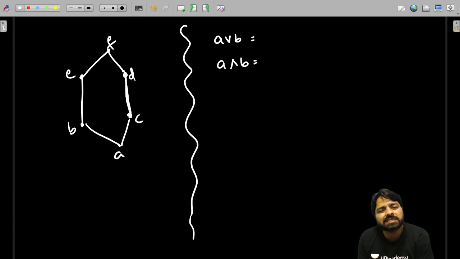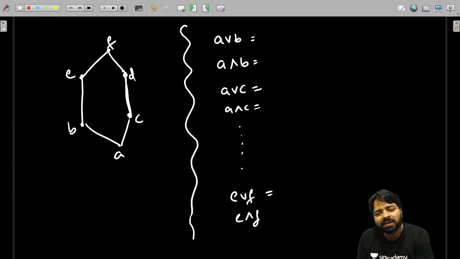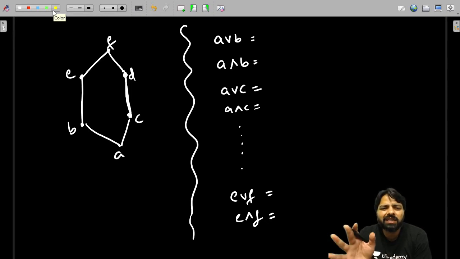Finding everything is difficult here. Are you going to do all of them? It's going to take much time. If you want to prove a lattice, it's going to take much time. But let's find a few of them. I will tell you how to do that.